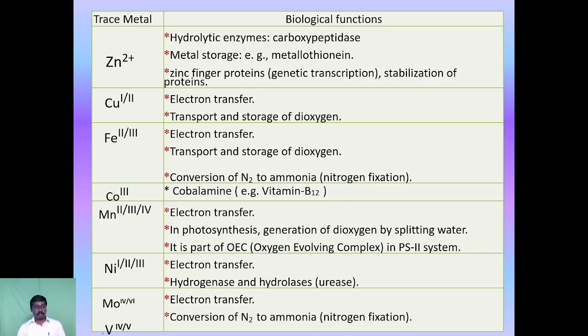The next trace element is nickel: nickel 1, nickel 2 and nickel 3. The 1, 2, 3 is a representation of the oxidation state of the metal. Nickel 2 is involved in electron transfer aspects of biological function, and in nickel 2+ hydrogenase and hydrolysis in urease. And molybdenum 4 and 6 help in biological function in terms of electron transfer and conversion of N2 to ammonia. The process we have already discussed as nitrogen fixation.